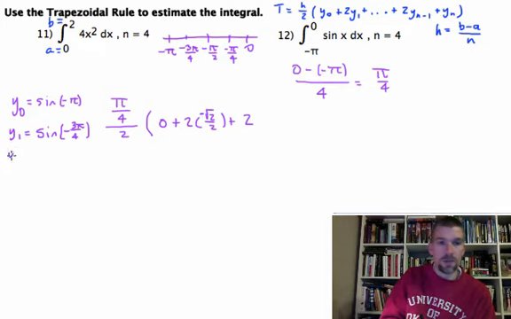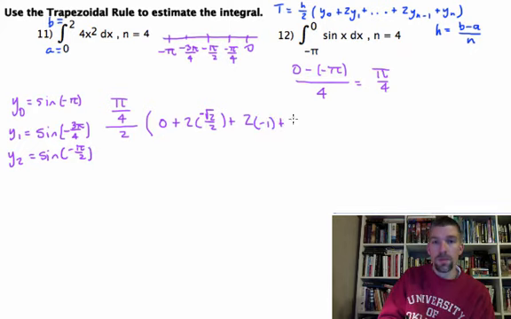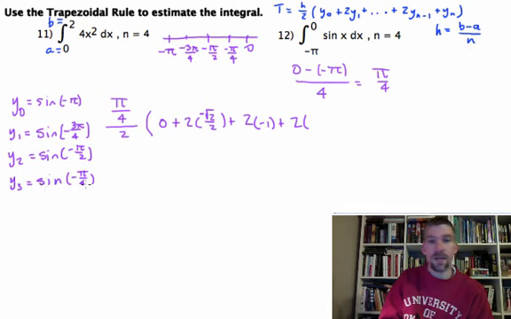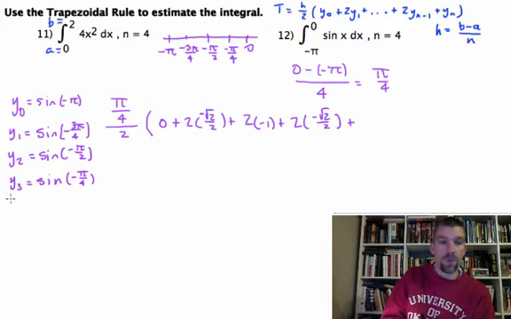Plus 2 times y2, which is going to be the sine at negative pi over 2. And the sine at negative pi over 2 is negative 1. Plus 2 times the sine at negative pi over 4. And the sine at negative pi over 4 is still negative square root of 2 over 2. And then lastly, plus y4, which is going to be the sine at 0, which is 0.